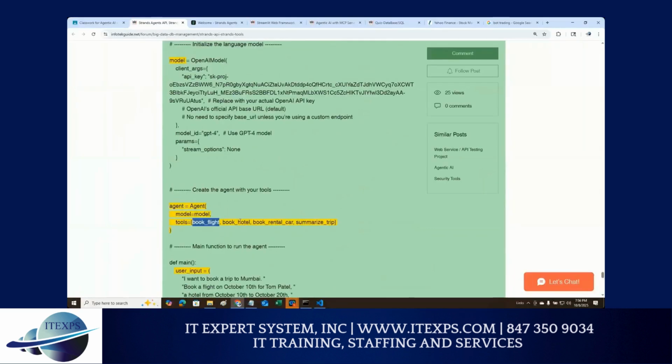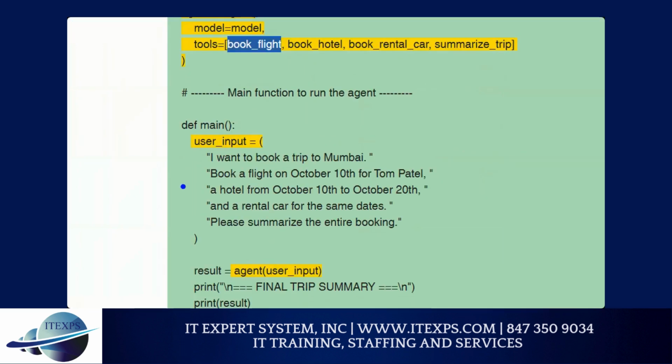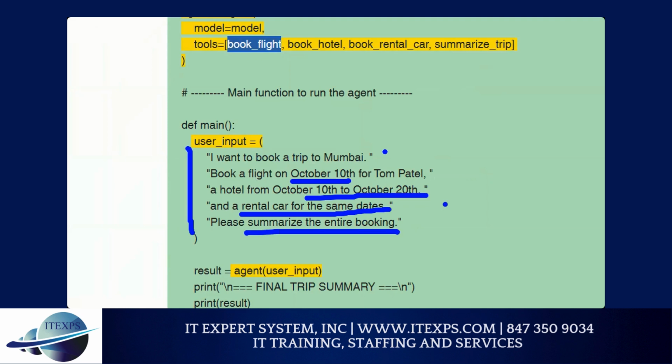So now look at this. This is my prompt: I want to book a trip to Mumbai. First, these are all together one prompt. Book flight on October 10 and hotel for October 10 to 20, and rental car. Did I anywhere mention which method to go?